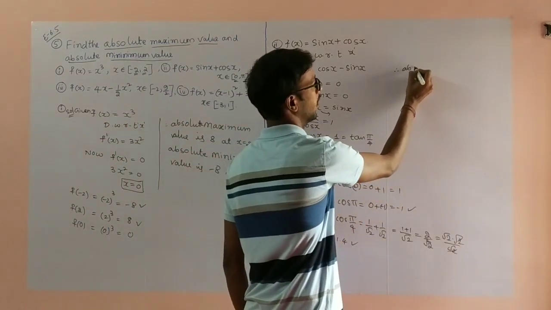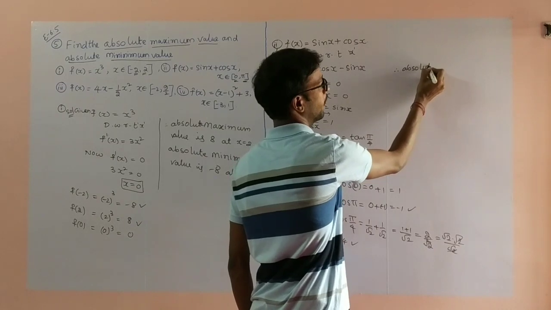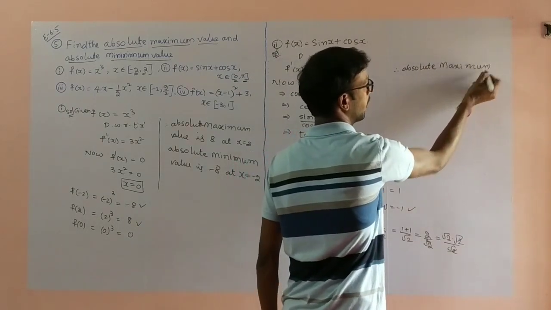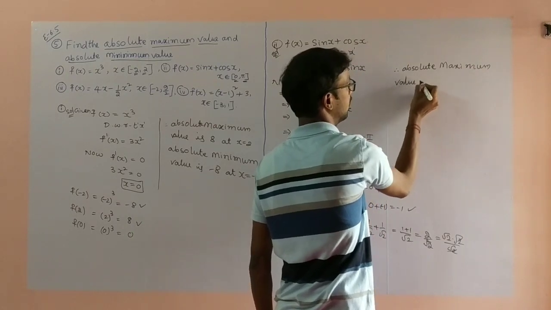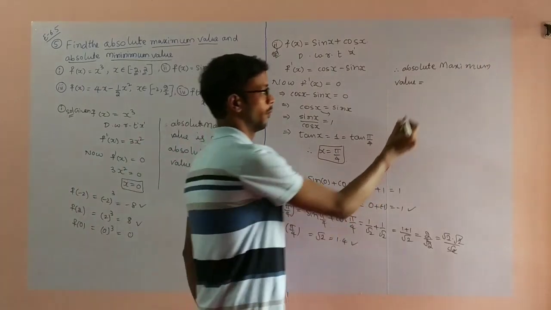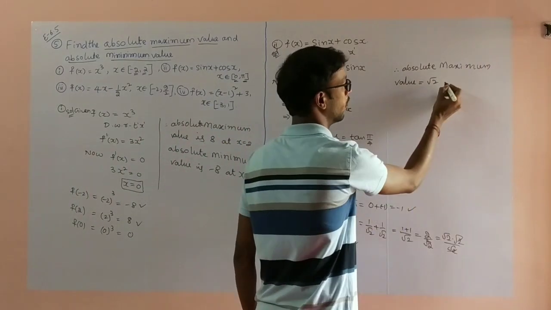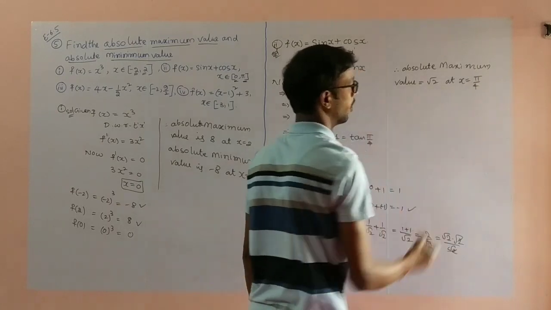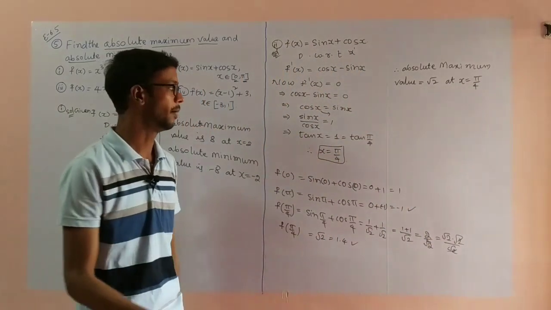Therefore, absolute maximum value equal to root 2. Root 2 only I am writing, root 2 at x equal to pi by 4.